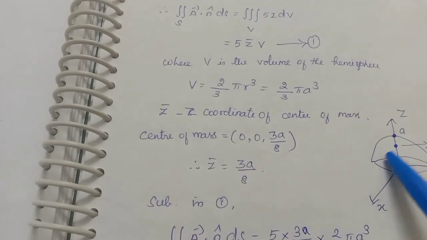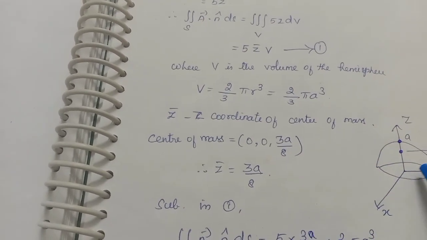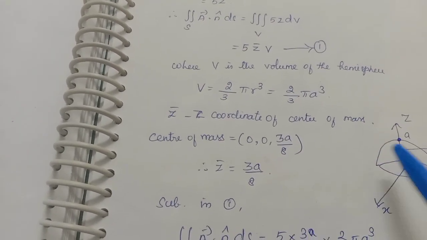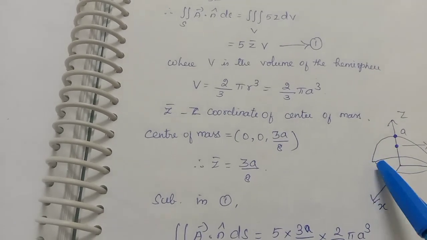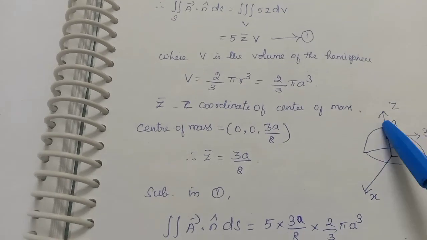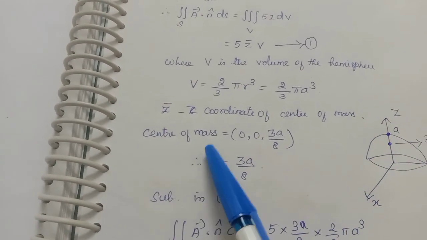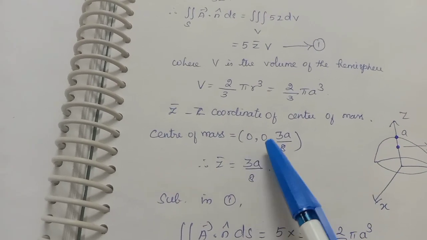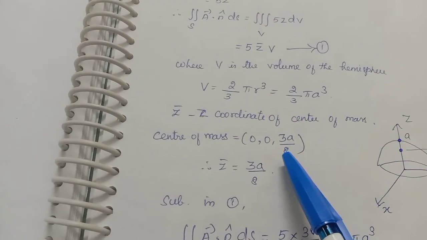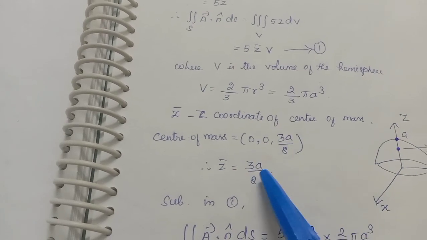Since this is a hemisphere, this is something different. If it were a full sphere, it would be exactly at the center of the sphere. Since this is a hemisphere and not uniform, here it is a full circle and here it is going like this, so we have to do the calculation for that. So you remember the center of mass of a hemisphere is given by 0, 0, 3a by 8. So x bar 0, y bar 0, z bar is 3a by 8.